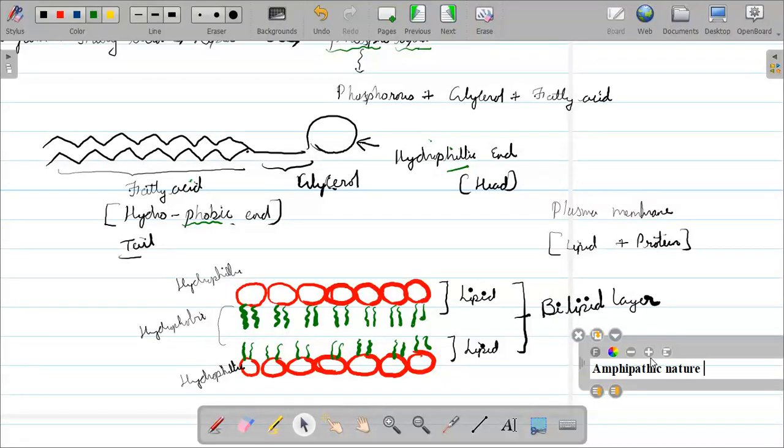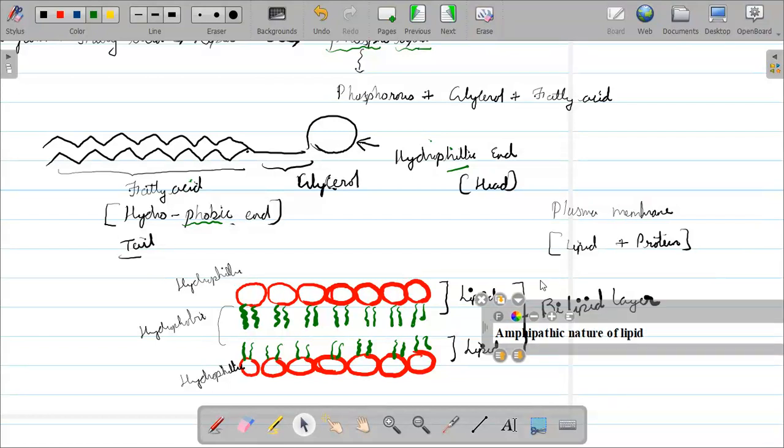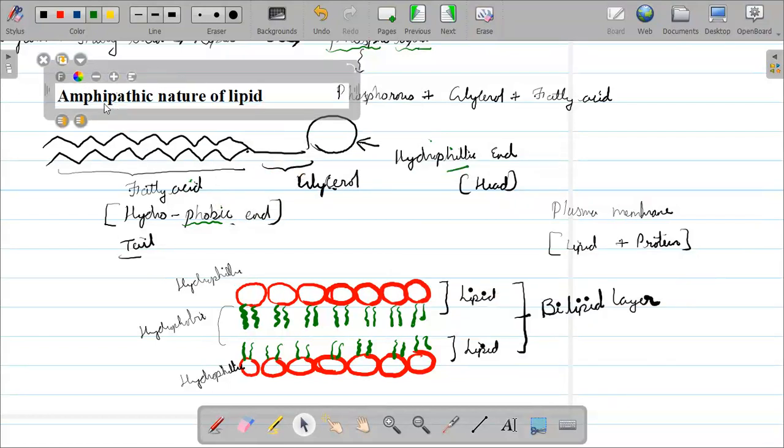This is called the amphipathic nature of lipid. What is amphipathic nature? The lipids have two different ends. Because lipid has both hydrophilic and hydrophobic ends, it is known as an amphiphilic molecule. Amphi means dual, and pathic means pathway. So two different pathways are there, and that is how the two layers are arranged.